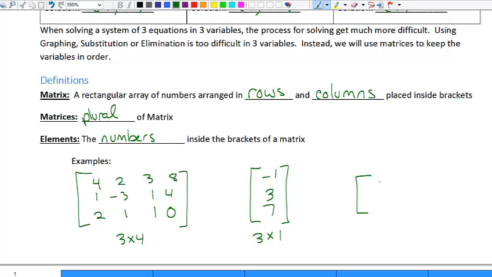Or we could have a square matrix here, 2 rows by 2 columns, 2 by 2. So here are some examples of matrices. We are going to use these matrices to find solutions to systems of linear equations in higher numbers of variables.